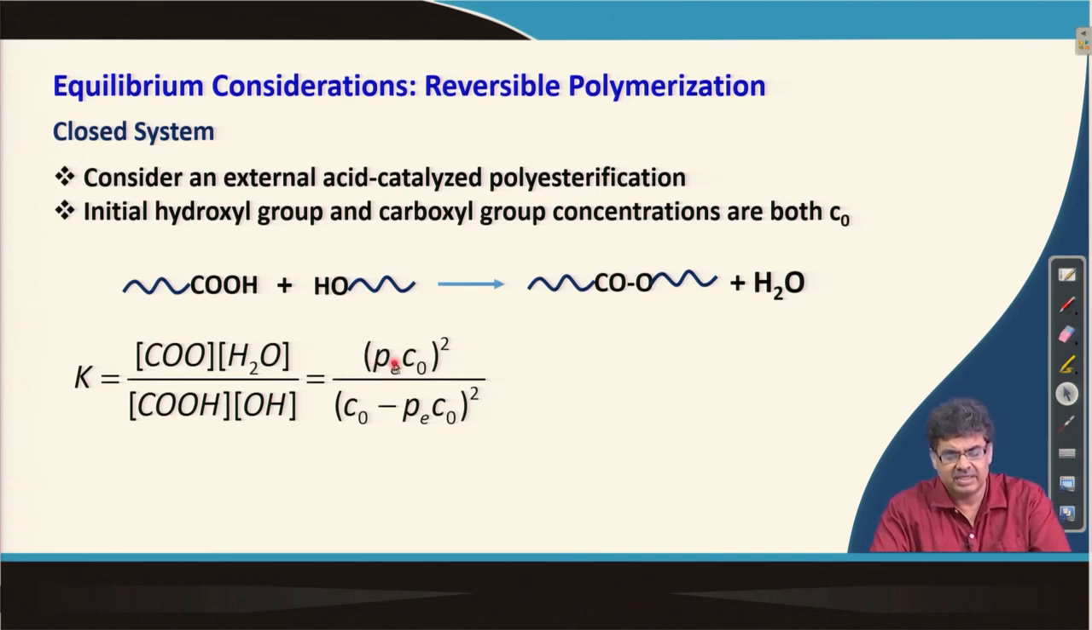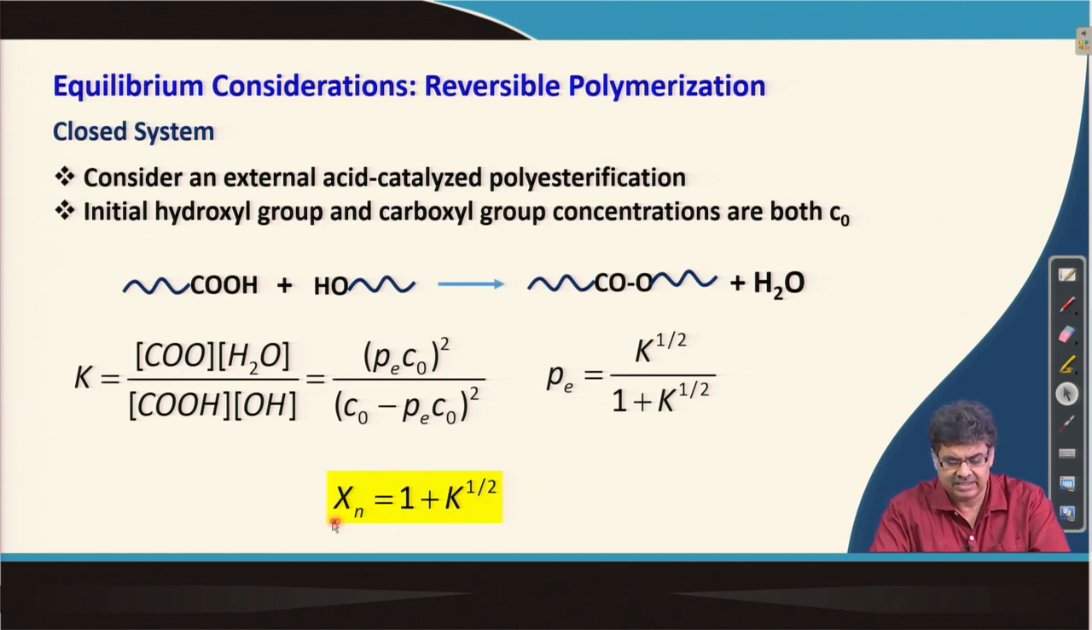Now, at equilibrium, if we consider the extent of polymerization to be PE, the concentration of CO and OH would be the extent of functional groups reacted times the initial concentration of functional group. So, PE into C naught, which will be squared because of the two terms, and in this case we have the initial concentration minus the functional groups which have reacted. So, this is the concentration present at equilibrium of the individual functional groups. So, we square these things. Now, if you rearrange this, you will find that the conversion at equilibrium is given by this expression, where K is the equilibrium constant for this reaction. And if we just rearrange it, we will get the degree of polymerization given by 1 plus K to the power half.